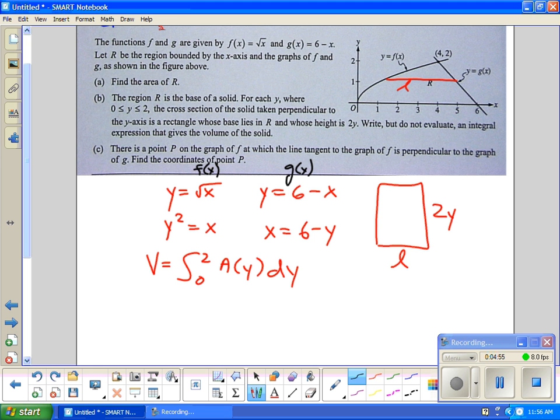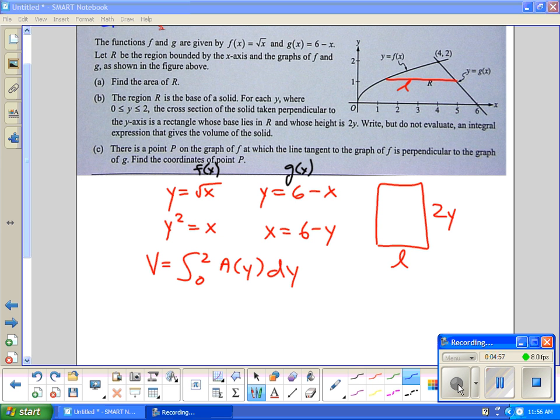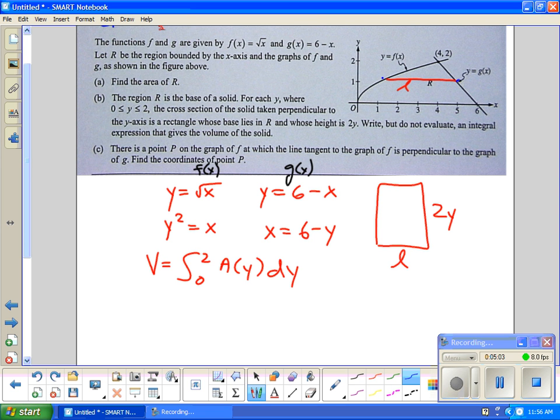We have to figure out L, all right? L is going to be this x minus this x. So it's going to be 6 minus y minus y squared. You guys see how I got that width? And they said the height's 2y. So now, area of y.